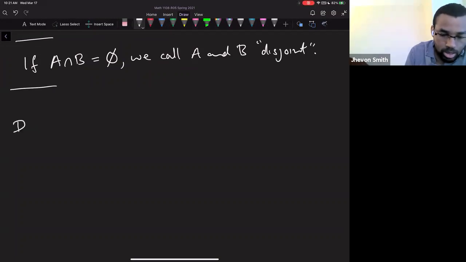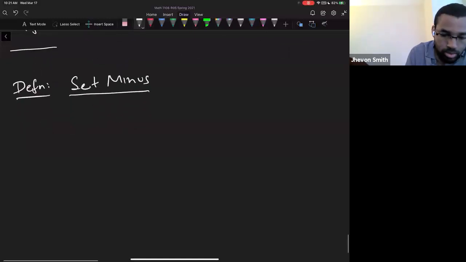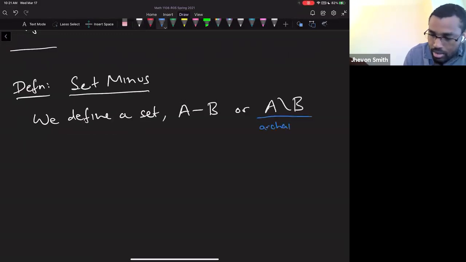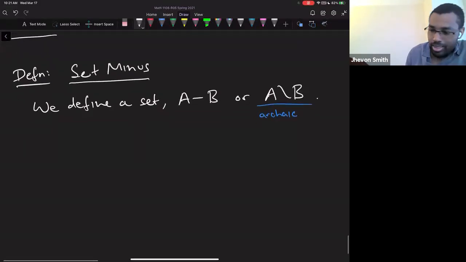Let's talk about the third operation I want you to know, set minus. We define a set A minus B or A backslash B. This is more archaic. This isn't used much anymore. Anyone who uses that is probably classically trained. Oh, I went to Oxford in the 1960s. Okay, they would write it like that. But the kids these days write it just with a minus sign.